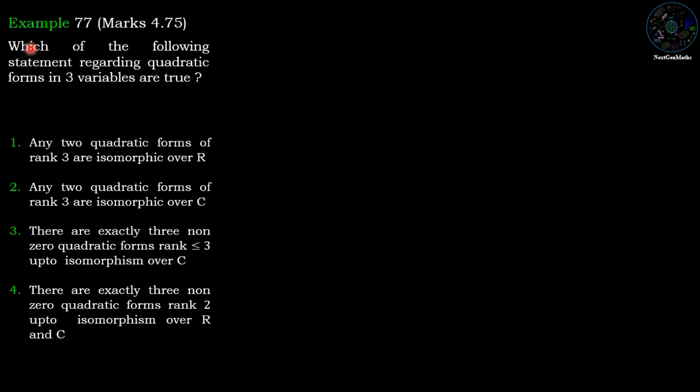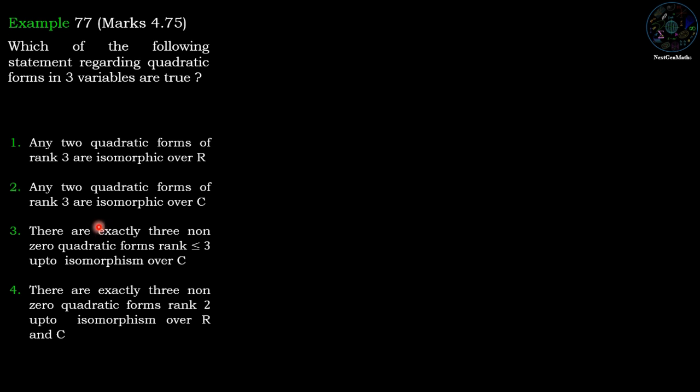Example number 77. Which of the following statements regarding quadratic forms in three variables are true? First statement: any two quadratic forms of rank 3 are isomorphic over R. Option number 2: any two quadratic forms of rank 3 are isomorphic over C. Third statement: there are exactly three non-zero quadratic forms of rank less than or equal to 3 up to isomorphism over C. And the fourth statement: there are exactly three non-zero quadratic forms of rank 2 up to isomorphism over R and C.